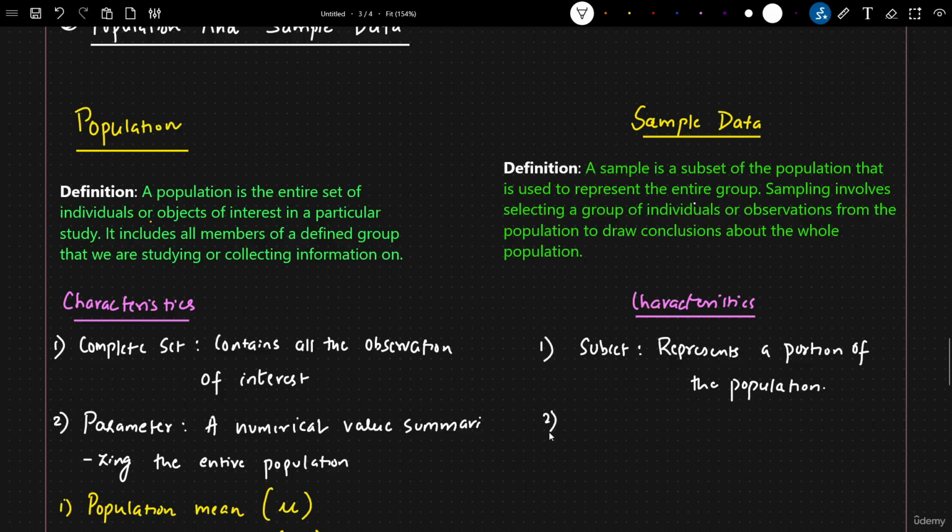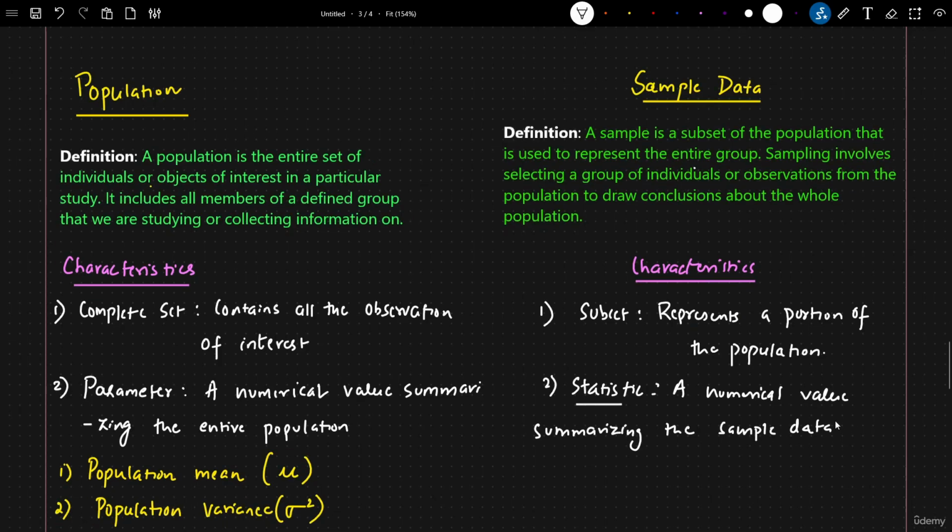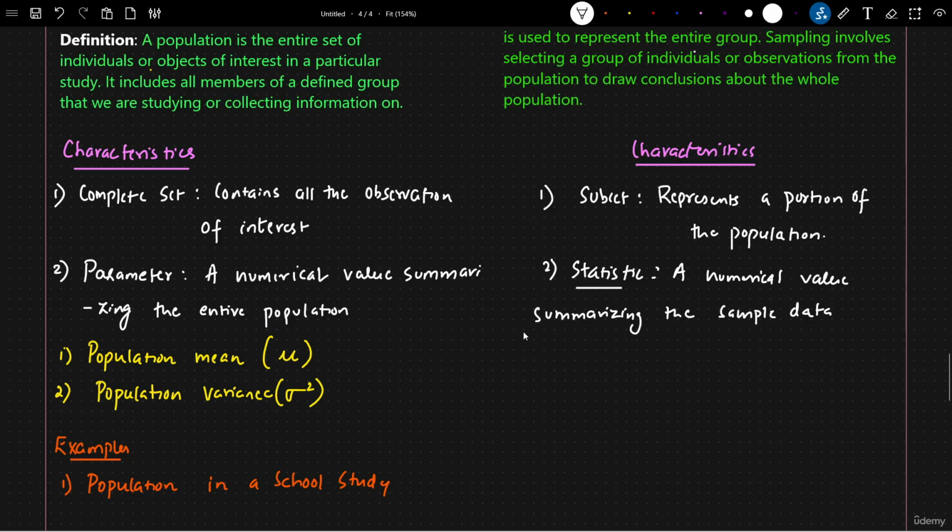Second, if I consider statistic, here we considered a parameter. Similarly, if I want to represent a numerical value summarizing the sample data, then we call that a statistic. If I have a numerical value that summarizes the sample data, then we basically call it a statistic.